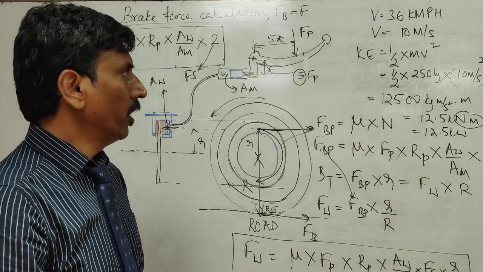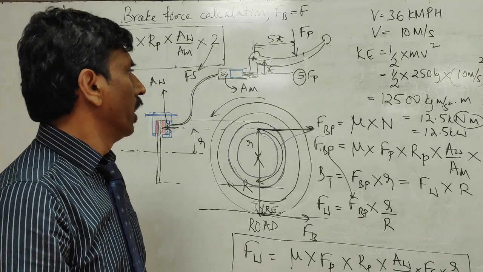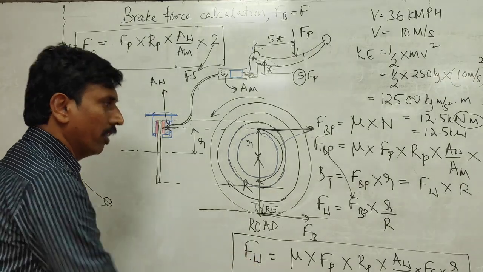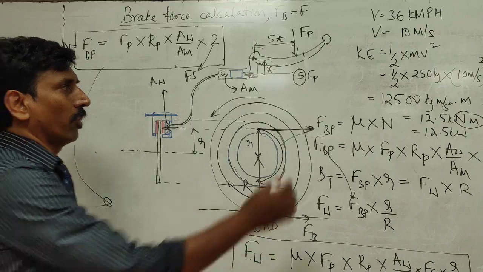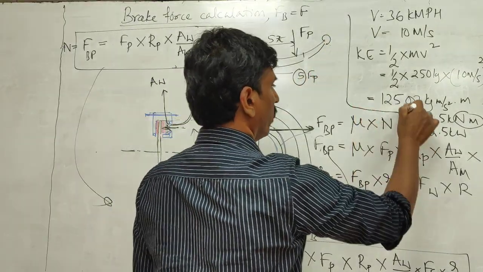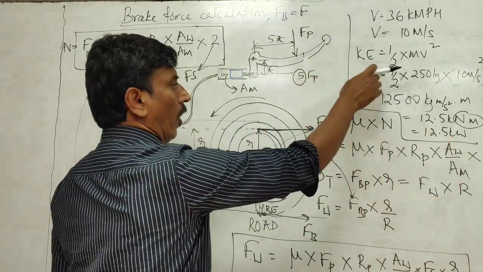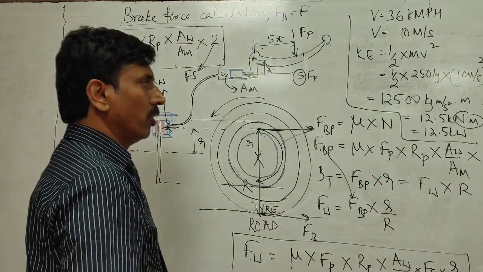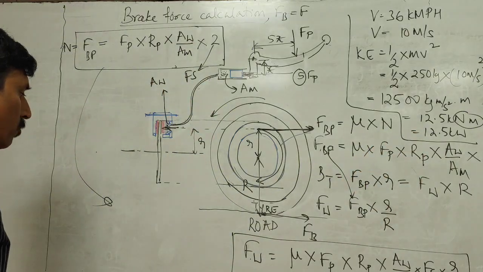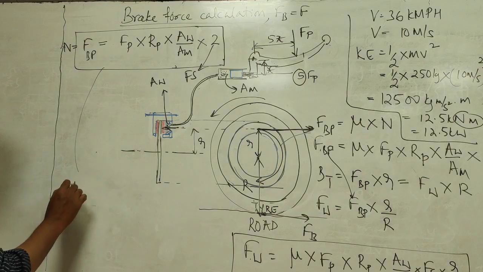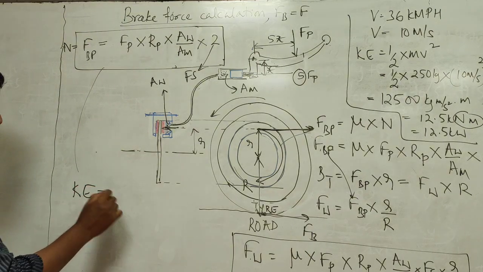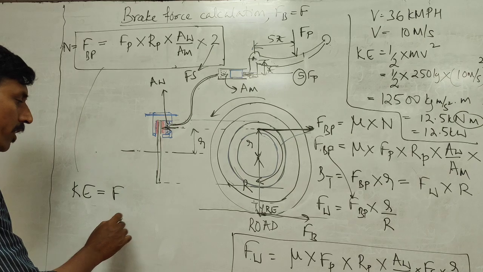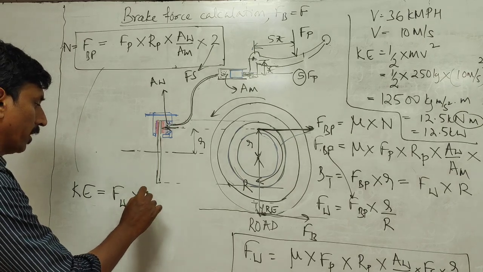So here, if you can find out the braking distance, then this is the energy which has to be absorbed. That energy which has to be absorbed can be equated as kinetic energy, which is equal to the brake force Fw multiplied by the braking distance.